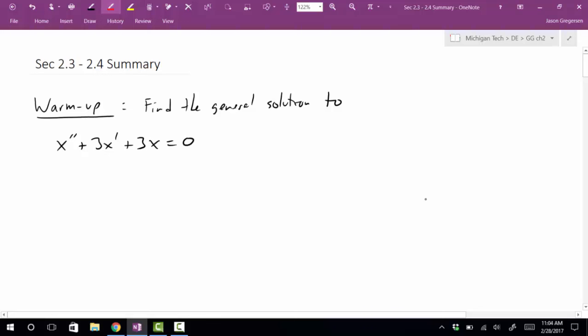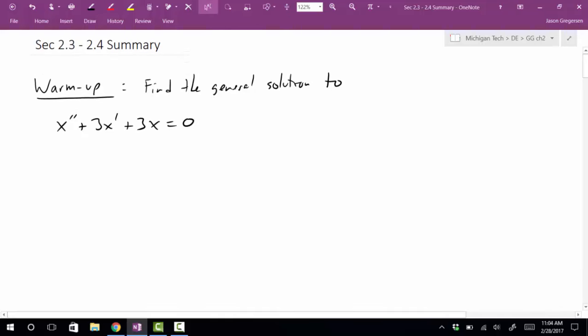All right, let's take a look at the warm-up today. Find a general solution to the differential equation shown here. So far we only know how to solve higher order differential equations if they are linear, they are homogeneous, and they have constant coefficients. What do you know? We have all those things here, right? All right, so we can solve this thing.